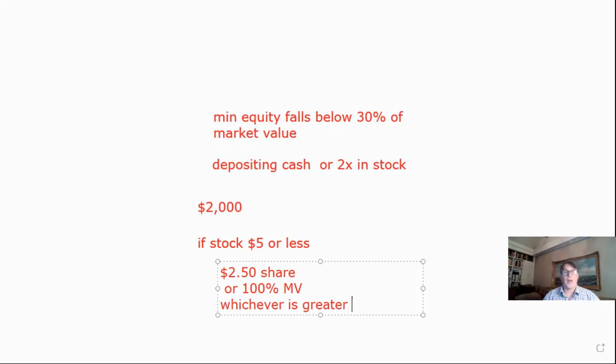Now, let's say you short 10,000 shares of a $4 stock. Well, $2.50 a share is 25,000. $4 a share, which is 100%, is 40,000. So you have to put down the 40 grand. I like big numbers. So you have to put down the greater of the two. The way I remember it is if the stock is $2.50 or less, you put down $2.50 a share. If it's between $2.51 and $5 a share, you put down 100%. There you go. The quick and dirty 14-minute short margin.